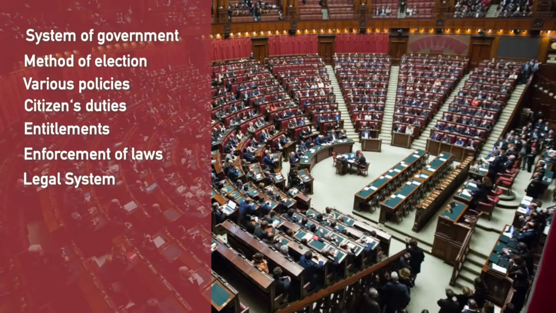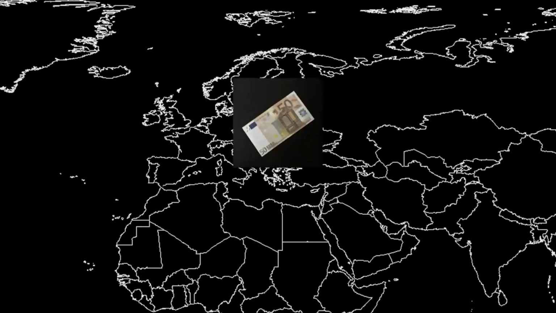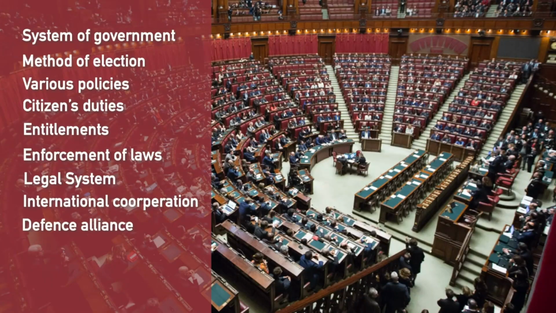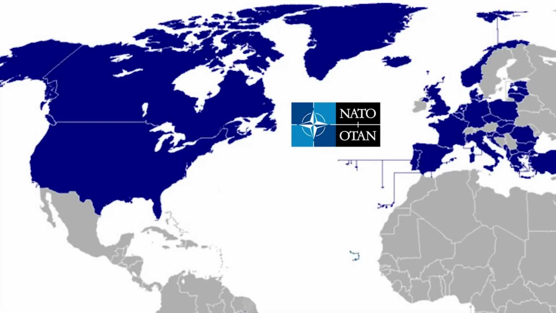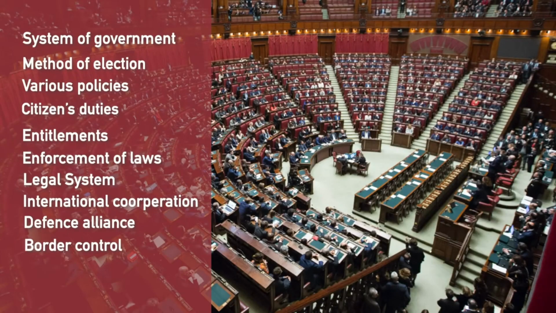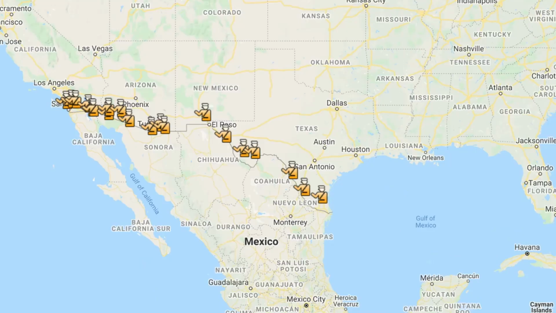Another aspect that I looked at was cooperation between countries. For instance, some countries like in Europe have a common currency or are a part of a trade bloc. Another aspect I looked at was defense alliances, how much military alliances there are between different countries. For instance, NATO is a famous military alliance where European and United States and other countries come together to form a shared military. Looked at border control and which countries have a very lax border control policy versus which have a very strict border control.